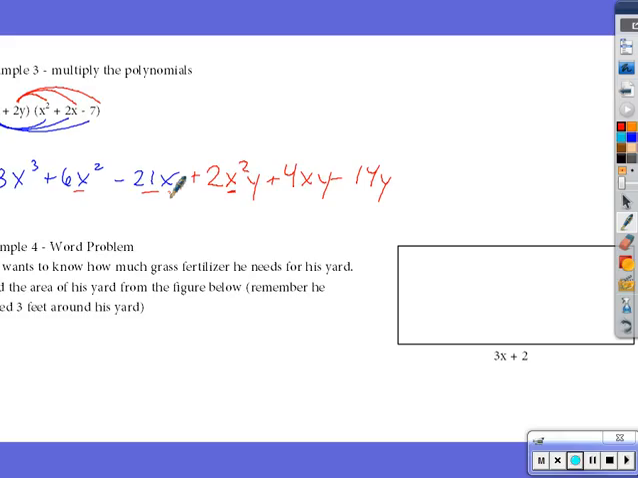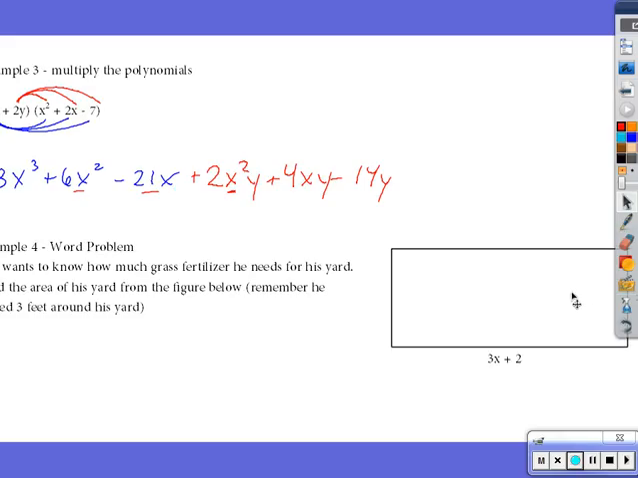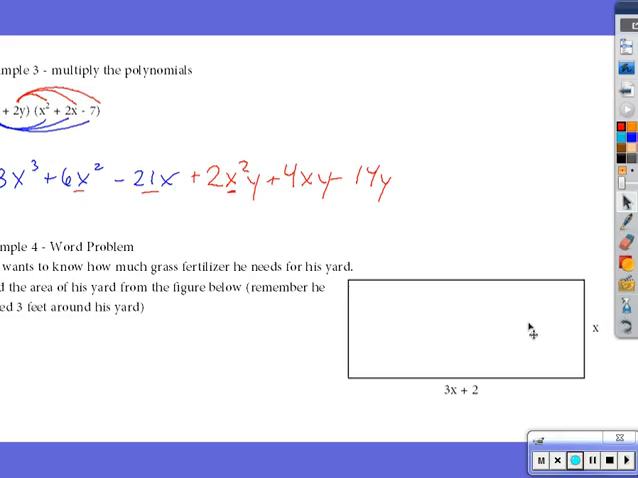Now we're back to Jim. He wants to know how much grass fertilizer he needs for his yard. Find the area of his yard from the figure below, or to the right here, I'm sorry. Remember that we did add 3 feet to his yard. So we're not finding the area of 3x plus 2 and x. We're finding the area of x plus 6 and 3x plus 8, if you remember that.